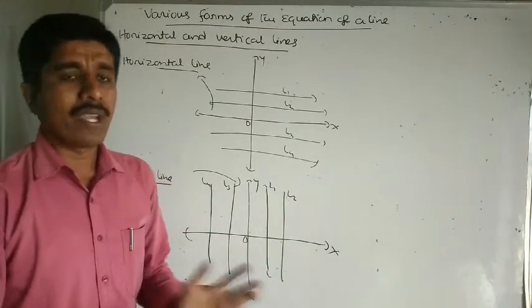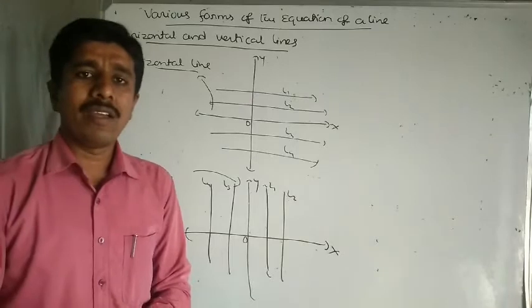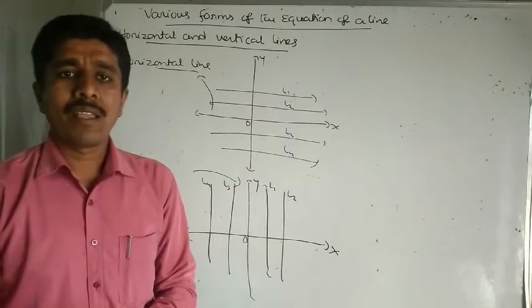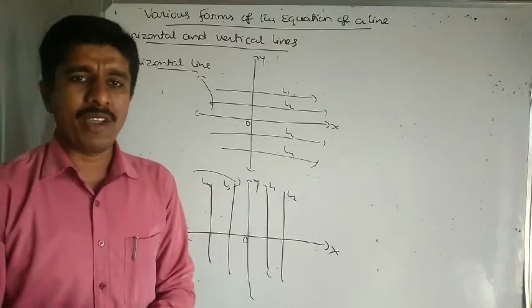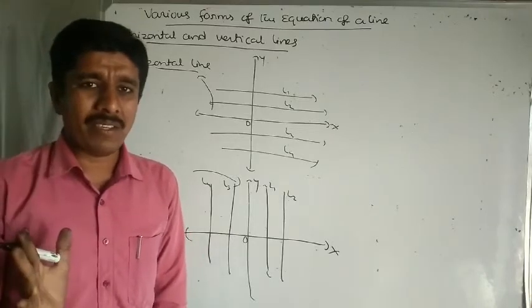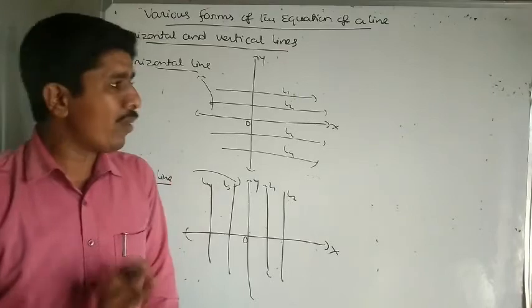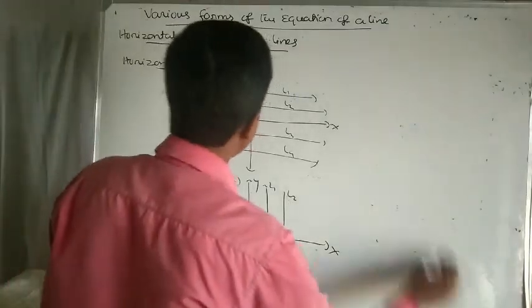Mind it. Vertical line. So now I am going to explain how to write the equation of a horizontal line and the equation of a vertical line. Very important basic concept, mind it. You have to understand the concepts, very important. I am taking one example.